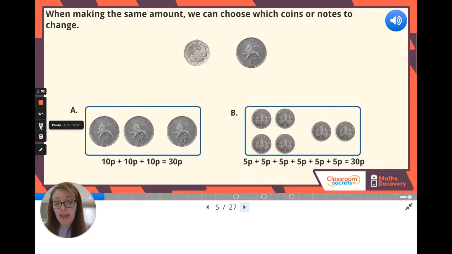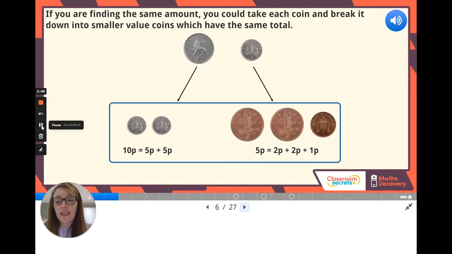And in box B, I've chosen to use 5p coins. So six 5p's add together to make 30 pence. So again, the same total, the same amount, but just using different coins.